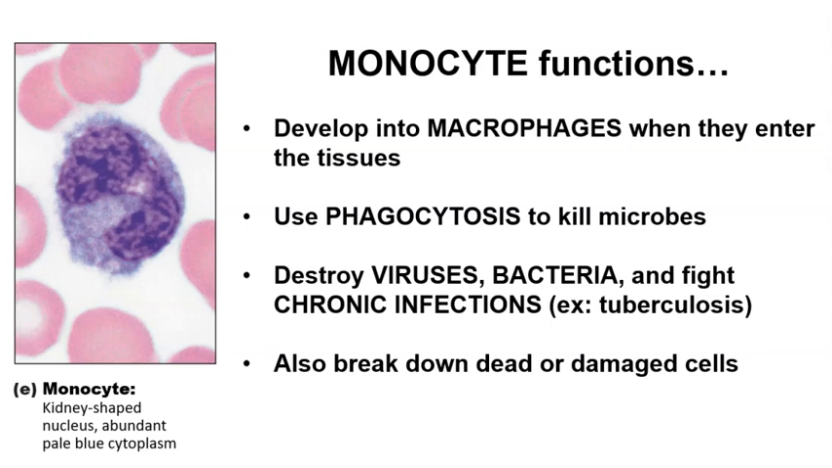Macrophages use a process called phagocytosis in order to engulf bacteria, viruses, or dead or damaged cells. And then they will use enzymes to destroy what they have engulfed. So typically monocyte numbers will be elevated during viral infections, during fungal infections, or during chronic, so that is long-term, bacterial infections like tuberculosis.